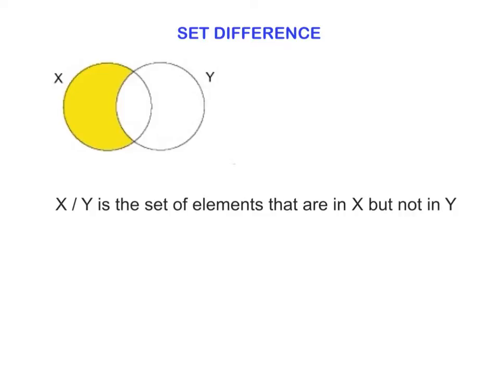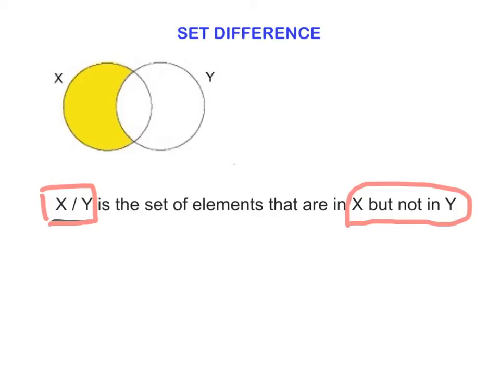And the last keyword for today is set difference. So the set difference of sets X and Y, the symbol is X/Y, is the set of elements that are in X but not in Y. So this is the symbol X/Y, everything in X but not in Y. And as you can see on our diagram, we need to get out of Y set, and this little part in yellow is everything in X but not in Y, and this is the set difference.